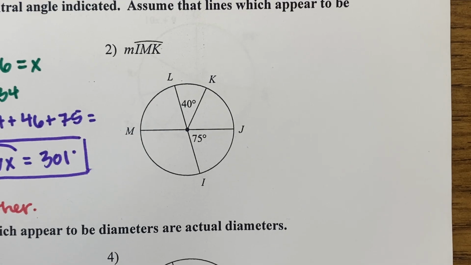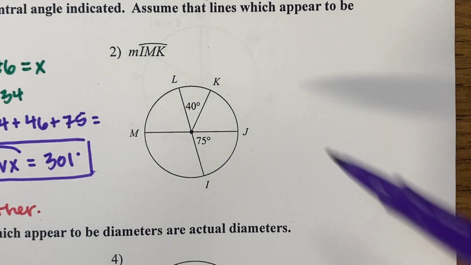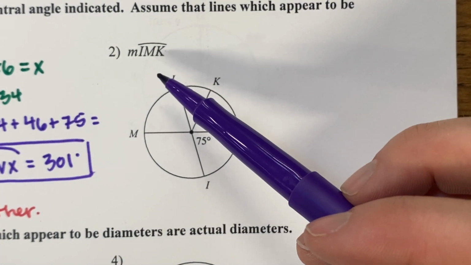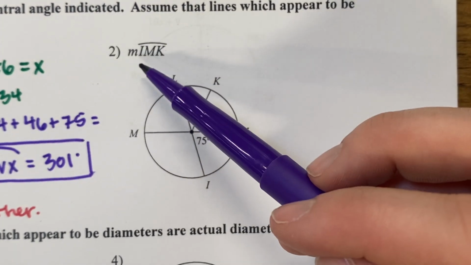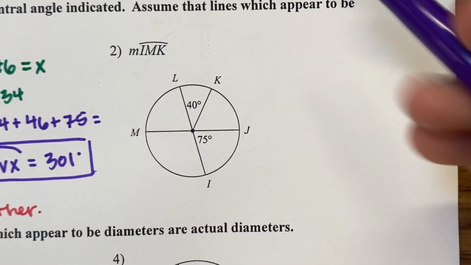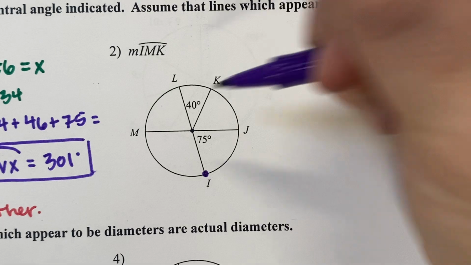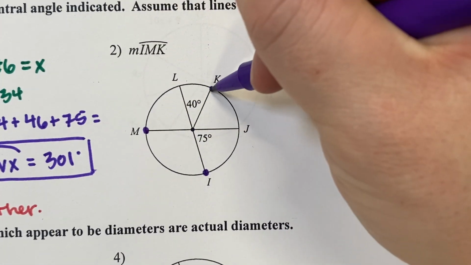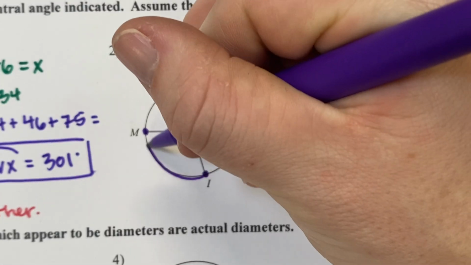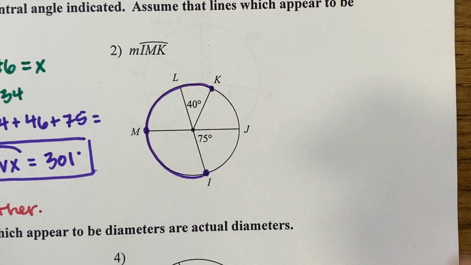Let's look at number 2. First identify what it's actually asking you to find. We want to find the measure of the arc IMK. So we start at I, we go through M and we end at K. So it's that arc right there.